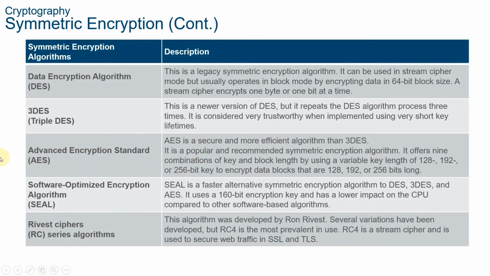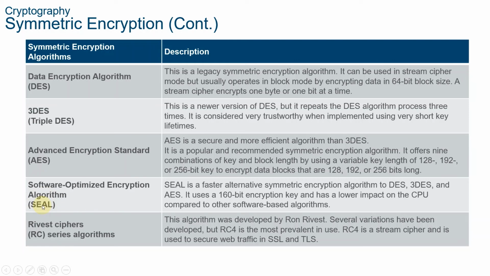Well-known symmetric encryption algorithms are described in the table. So you've got DES, okay, 3DES, AES, SEAL, and you've got the Rivest Cipher or RC. Okay. Now DES is a legacy symmetric encryption algorithm. 3DES is the newer version of DES, but it repeats the DES algorithm process 3 times. Okay. AES, or the Advanced Encryption Standard, is a secure and more efficient algorithm than 3DES. It is a popular and recommended symmetric encryption algorithm.